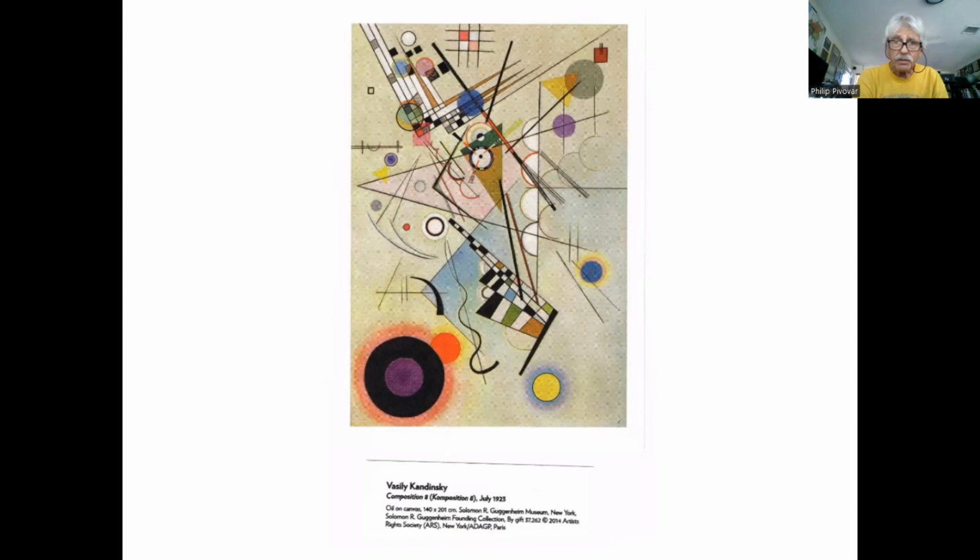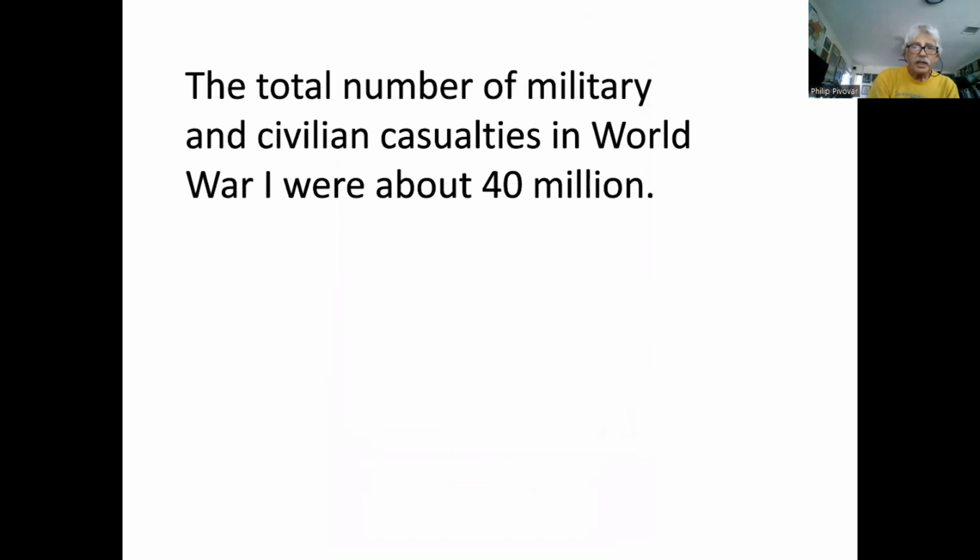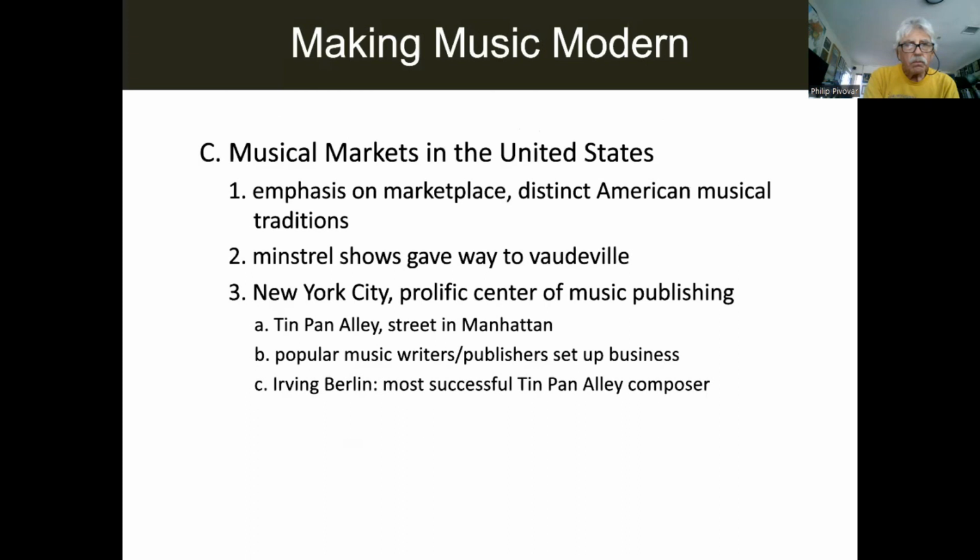Here we go. Total number of military and civilian casualties in World War I were about 40 million. And of course, with the casualties, these people might live and still be a casualty, but the medical treatment was not like it is today, and many, many people were blinded and lost limbs and had to come back and try to be assimilated back into society. Just a very atrocious war.